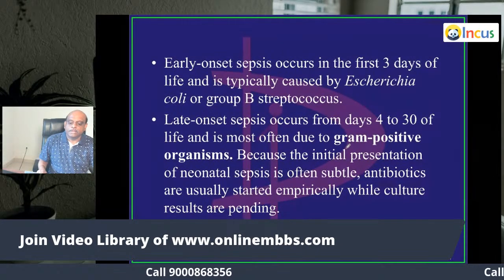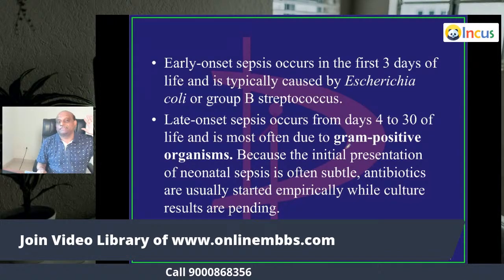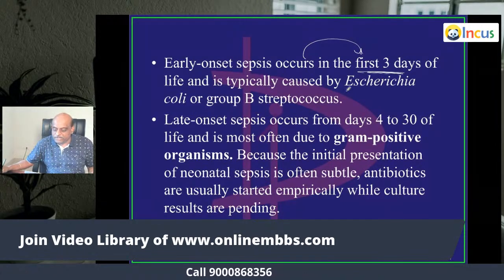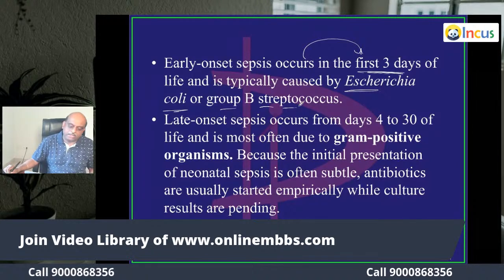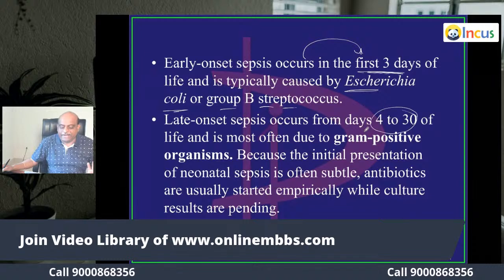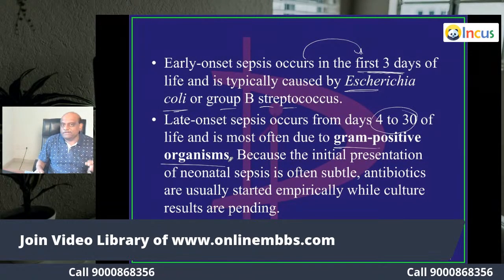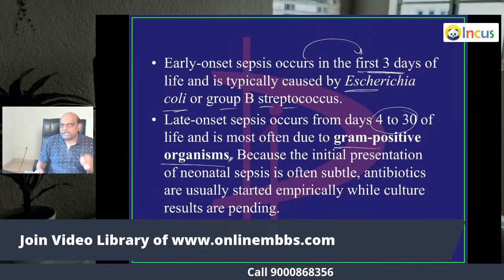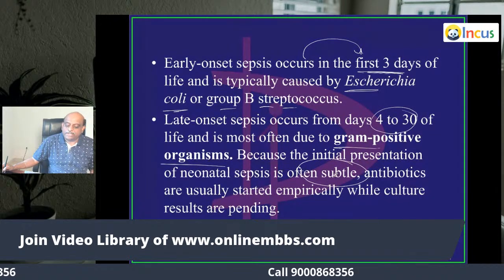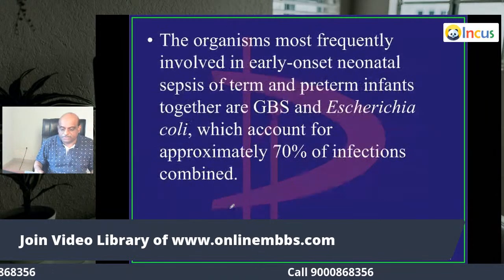So, what is the definition of early onset sepsis, doctor? The one which started within the first 3 days of life. Typically, it is caused by E. coli or group B Streptococcus. Late onset sepsis is from day 4 to day 30. And most often it is the gram-positive organisms. Quite often, the neonatal sepsis initial presentation is subtle. So that is the reason, even before culture results come, you should start antibiotics.